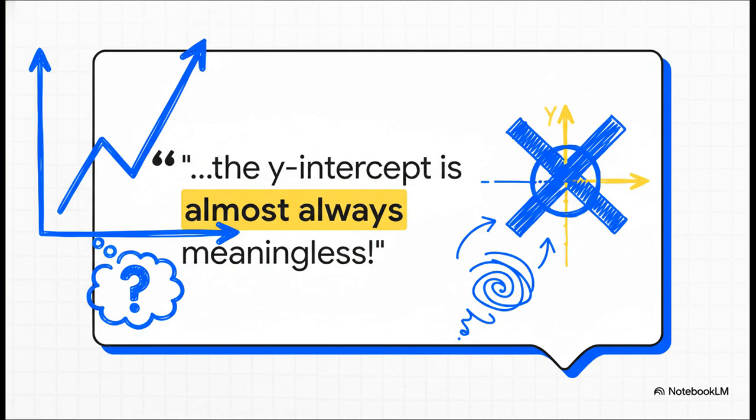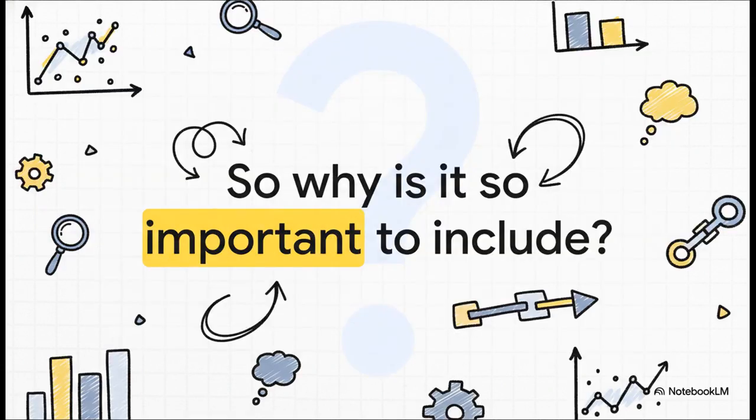Okay, so the slope makes sense. The intercept should be just as easy, right? Well, here's where it gets interesting. According to statistician Jim Frost, that other number, the y-intercept, is almost always totally meaningless in the real world. Wait a minute. If it's meaningless, why is it in basically every single regression equation we see? Why do we even bother with it?